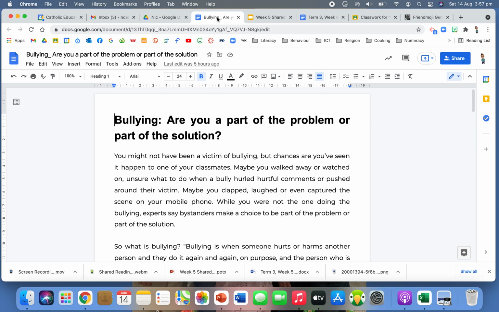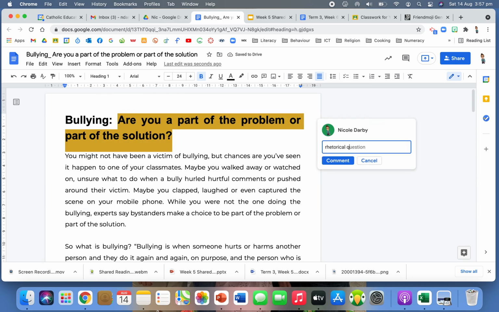So I have a look at this heading and I can see it says bullying: are you a part of the problem or part of the solution? Straight away, I can see that the author here is using a rhetorical question. This is a very clever device or technique because it's not just that it is a rhetorical question, but it's what the rhetorical question is actually saying. Already I'm hooked in because they're hooking me in by using personal pronouns.